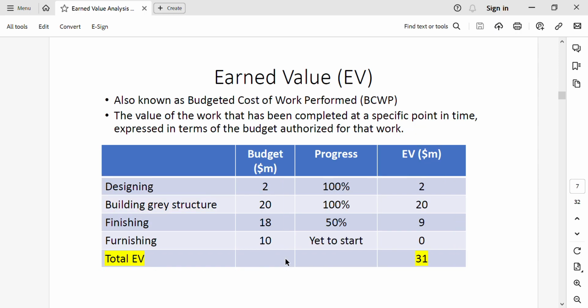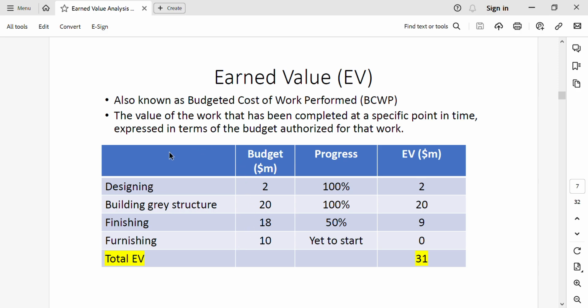Second concept is earned value. Earned value is also known as budgeted cost of work performed, BCWP. It is the value of work that has been completed at a specific point in time, expressed in terms of budget authorized for that work.